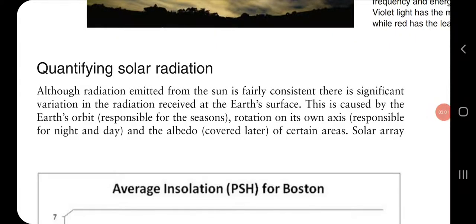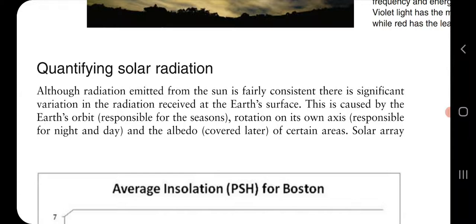Now let us move to quantifying solar energy. The amount of radiation emitted from the sun, and how much of it reaches the Earth, is very important. It depends upon the Earth's orbit and rotation on its own axis. For example, at the equator the radiation of the sun is more, and the radiation received at that surface is more.